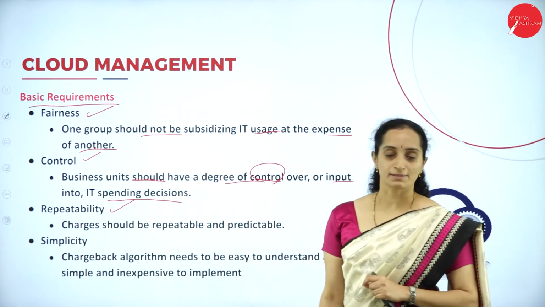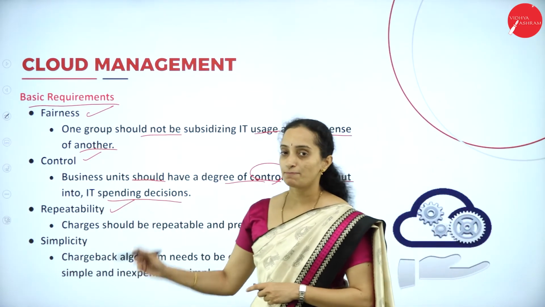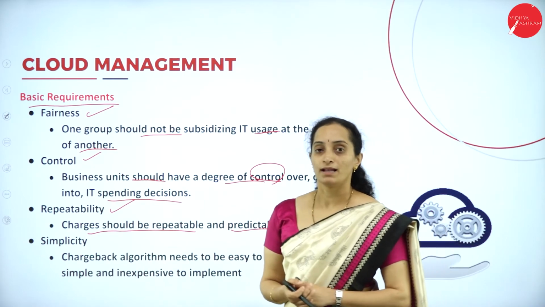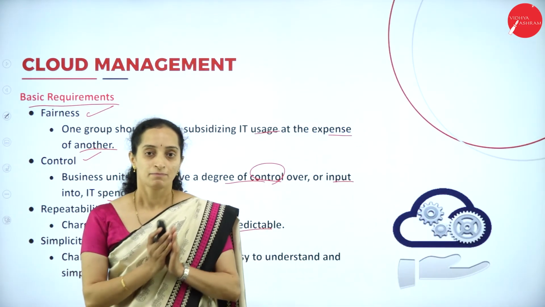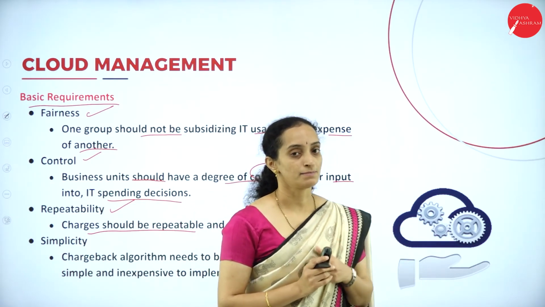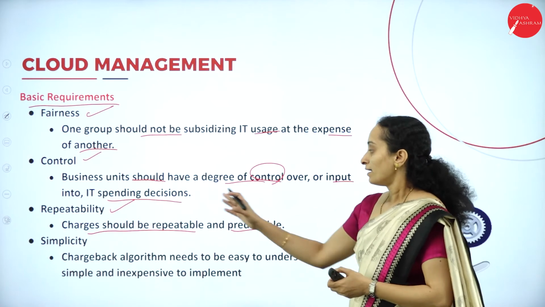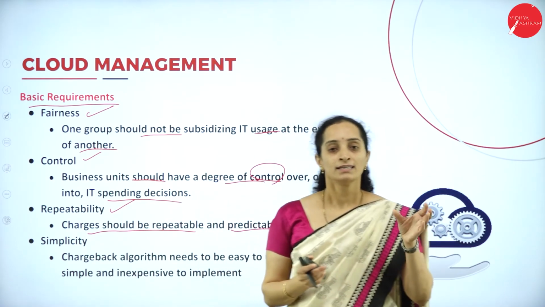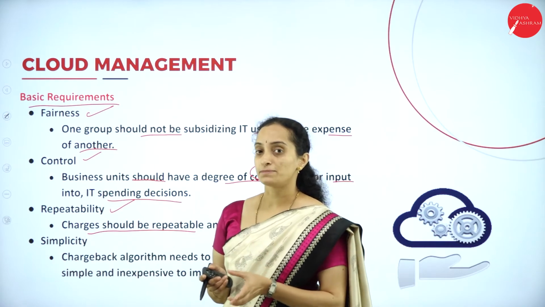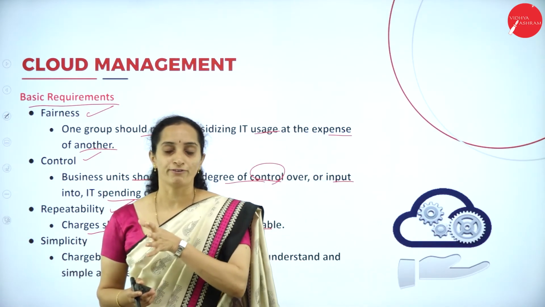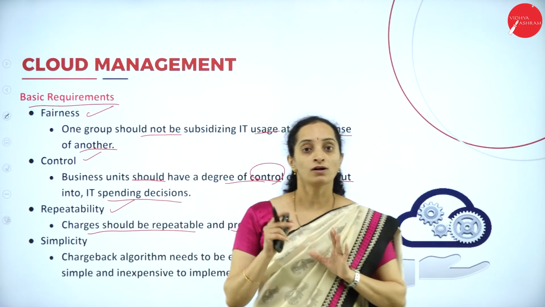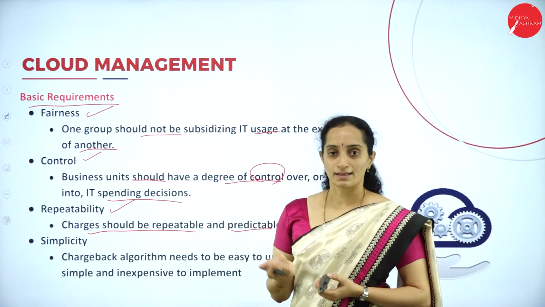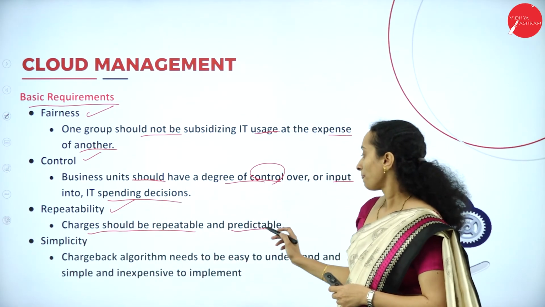The next requirement of the chargeback model is repeatability. What does repeatability suggest? Charges should be repeatable and predictable. If I have used a service before, say two months ago, the charges should be repeatable. I should not change the charges repeatedly. Like this month, November or December, I am charging $1 or $1.5 for a service per hour. I should not change the cost next month. I should not make it $2 like that. So, it must be repeatable and predictable.